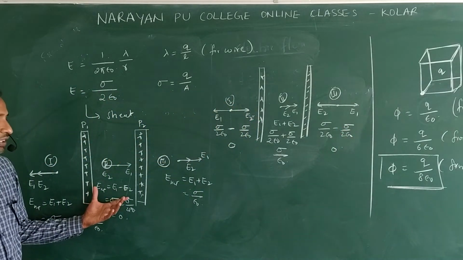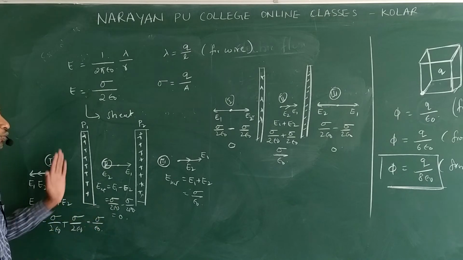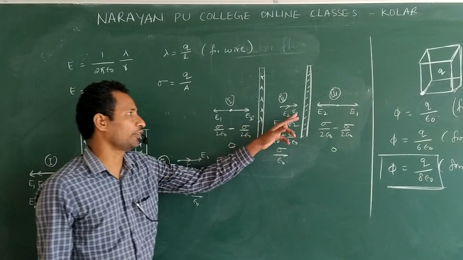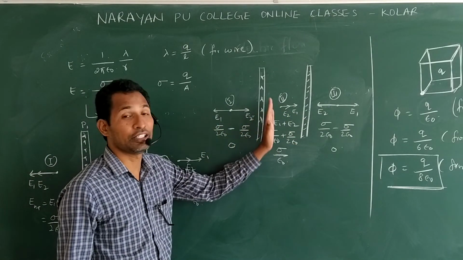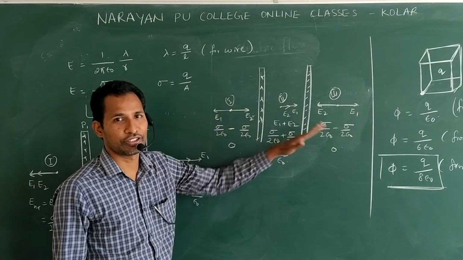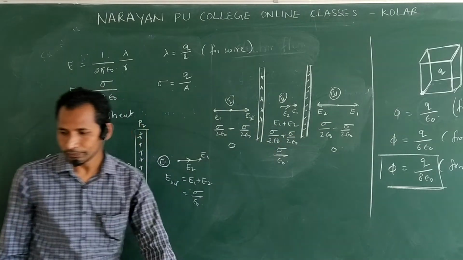So with same kind of charge on the plates, we will have a field outside the plates. With different kinds of charge, one positive and one negative, we will have a field between the plates and outside it is 0. Clear?